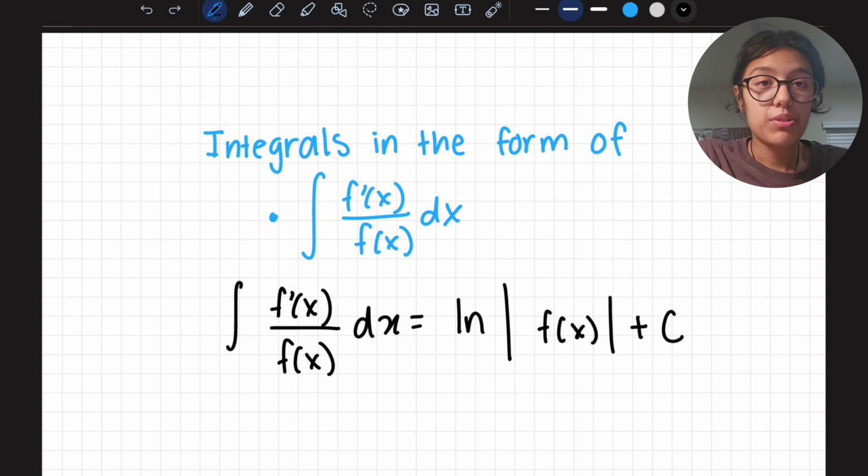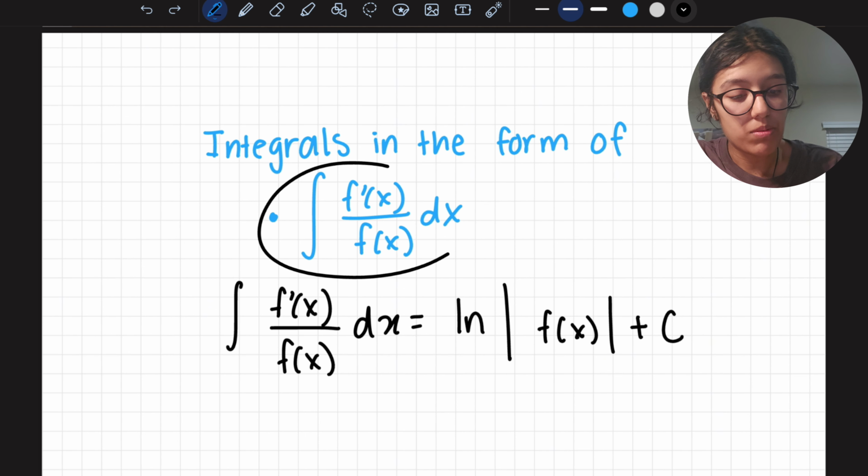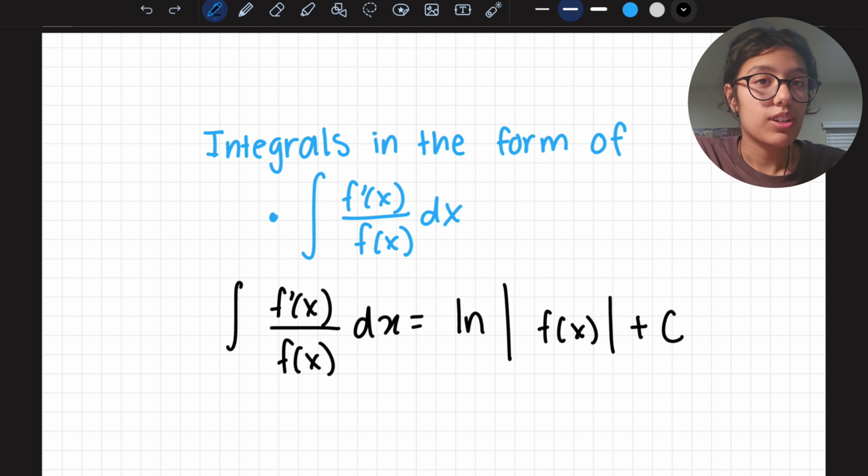Hey everyone, today we're going to be taking a look at how we can solve integrals in the form of f prime of x over f of x. And this is part 2 in this series. In part 1, we discussed these problems based on non-trigonometric functions, so basically just like x to the power of 6, x cubed, log of x. But in this video, I'm mainly going to focus on these problems in relation to trigonometric functions.